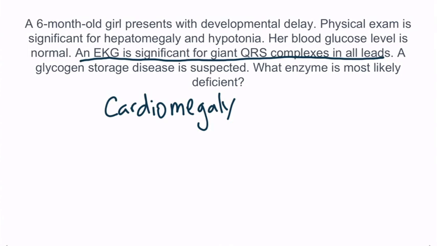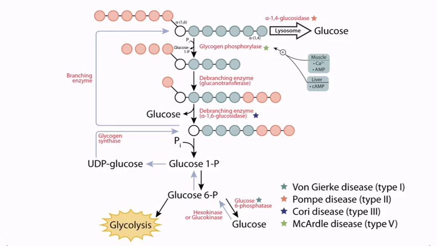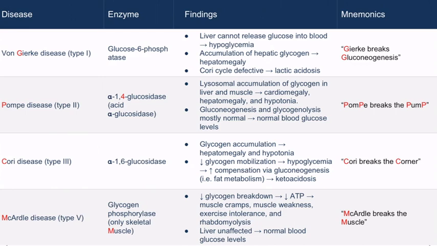Recall that the only glycogen storage disease that affects the heart is Pompe disease, or glycogen storage disease type 2, which we've been discussing. This is caused by a deficiency of alpha-1,4-glucosidase. From the map, we can see that alpha-1,4-glucosidase is responsible for breaking down glycogen in lysosomes. From the summary table, you can remember this disorder by the phrase Pompe breaks the pump.